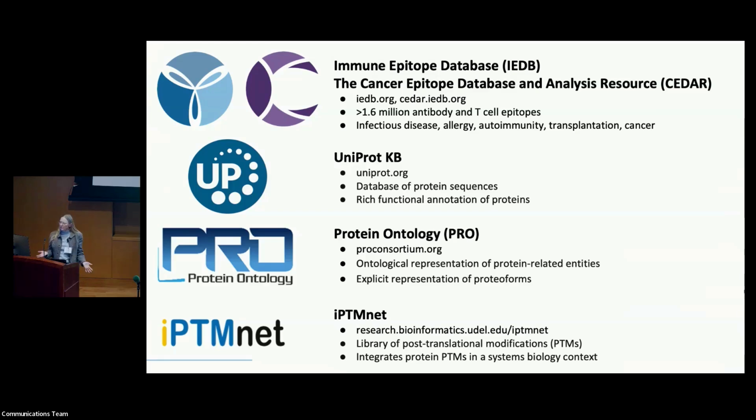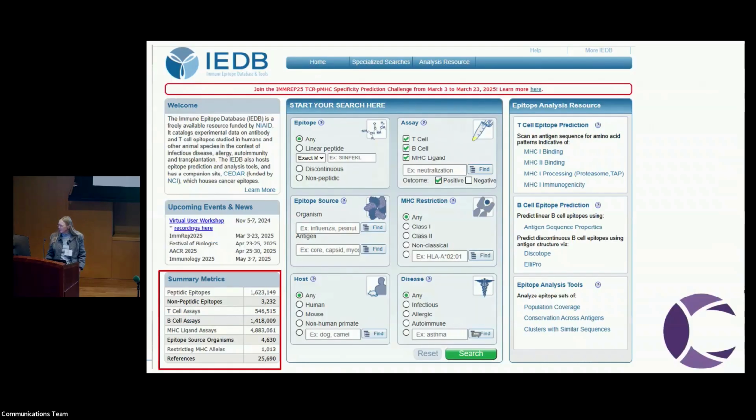And I think everyone's familiar with UniProtKB. We worked with them, the database of protein sequences with all their rich annotations, and the Protein Ontology, which has the ontological representation of proteins with explicit proteoform information, and iPTMnet, which is a database of post-translational modifications on proteins, and they integrate this information in a systems biology context.